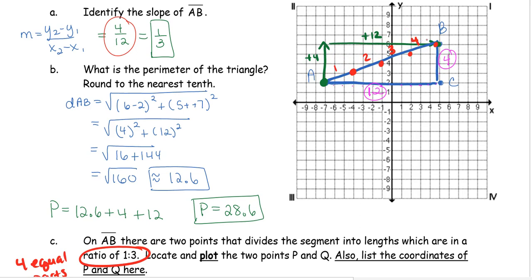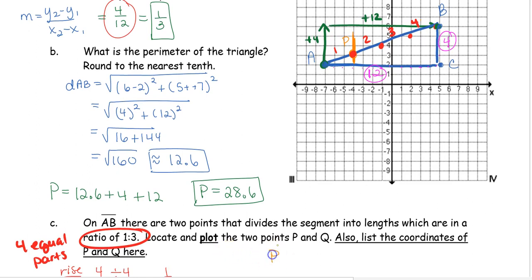If I want to break that down into a ratio of 1 to 3, let's imagine that we put our line right here. If I'm choosing this point, I have 1 equal piece on the left, and I have 1, 2, 3 equal pieces on the right. So this could be point P. Point P at the location of -4, 3. That point divides my segment AB into a ratio of 1 to 3.